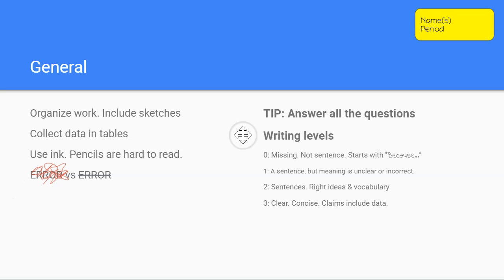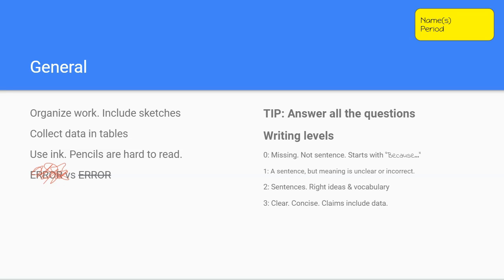Another tip I have is be sure you answer all the questions. In one of the assignments I gave this week, I only had 4 questions for you to answer, and most people only answered 3. Even though they were working in a group, they only caught 3 of the 4 questions. So make sure you're hitting all those questions.